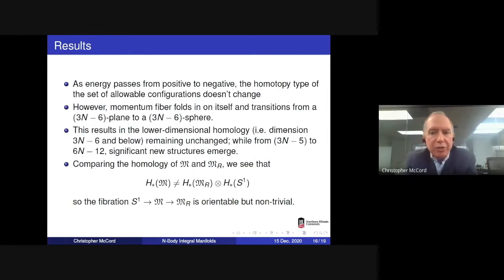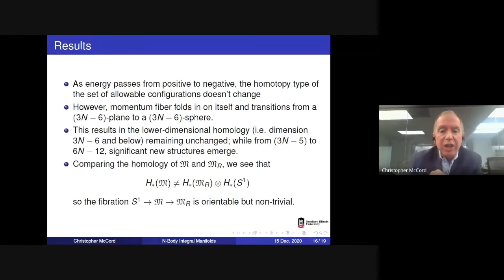So as energy passes from positive to negative, the homotopy type of the allowable configurations, the base, doesn't change, which means essentially, if you think about the Hill's region, it doesn't really change. But the fiber, the momentum fiber, folds over onto itself and transitions from being a 3n-6 plane to a 3n-6 sphere. And so as I've noted, the lower dimensional homology remains unchanged, while in the high dimensional homology significant new structures emerge, signaling a significant change in the complexity of the manifold, in particular signaling that a bifurcation occurred.